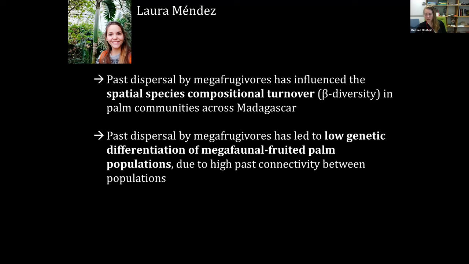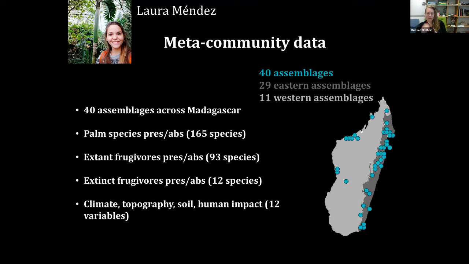So we go a little bit into the microevolution here. And she collected metacommunity data for 40 well-sampled assemblages on Madagascar, 29 in the east of Madagascar, which is more the tropical rainforest part, and then 11 in the west, which is more like open savannas. So we noted which palm species were there, and also which frugivores they co-occurred with, and also which extinct frugivores they co-occurred with. I will get to that in a second.